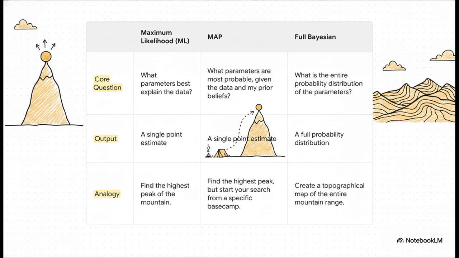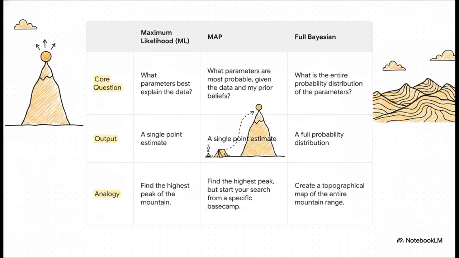And this table just lays out the whole landscape of estimation perfectly. ML gives you a single answer. It finds the highest peak on the mountain. MAP also gives you a single answer, but your prior is like a base camp. It biases where you start your search. But a full Bayesian analysis? That doesn't just give you the peak, it gives you a complete topographical map of the entire mountain range, showing you all the possibilities.